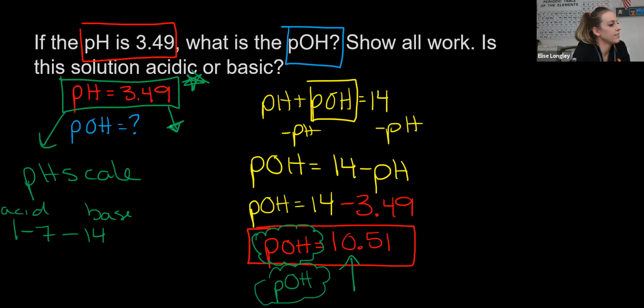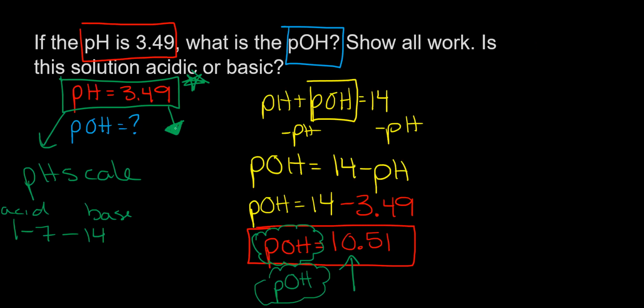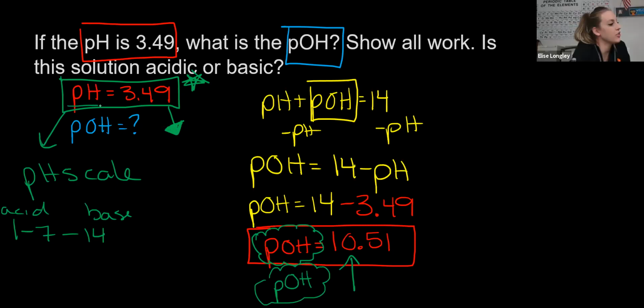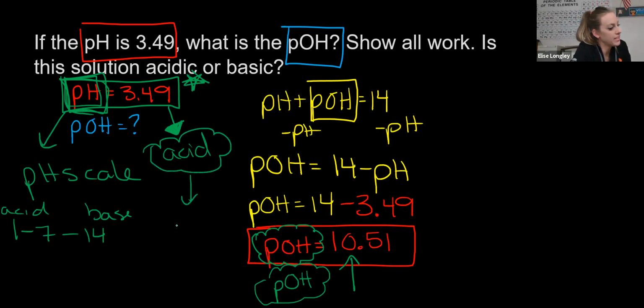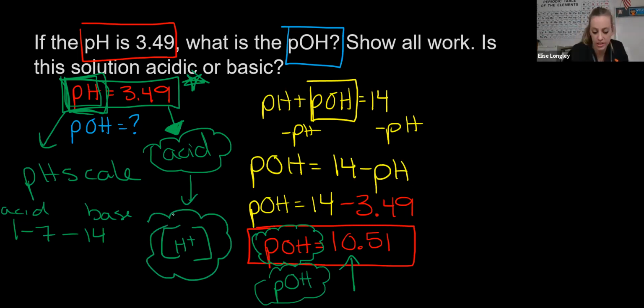Go ahead, Gus. Would you like to revise your answer? It's acidic. Yes, because the pH is less than 7. We have two different ones now. Okay, so this is an acid, which means that the hydrogen ions are in greater concentration.